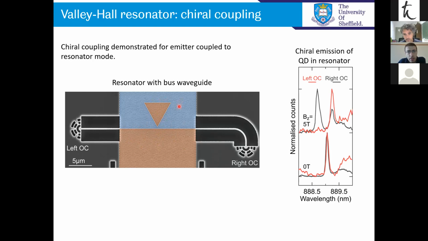Ultimately, we did not show this, but the idea would be to have a Purcell enhancement of the emission using the resonator. And so what's shown on the right-hand side here is simply a low power PL of a quantum dot. So at zero magnetic field, you just have one emission line, which is seen from both outcouplers. And then in the presence of the magnetic field, we split the spin states. The splitting is the different spin states, and we see that predominantly they are observed from the different outcouplers.